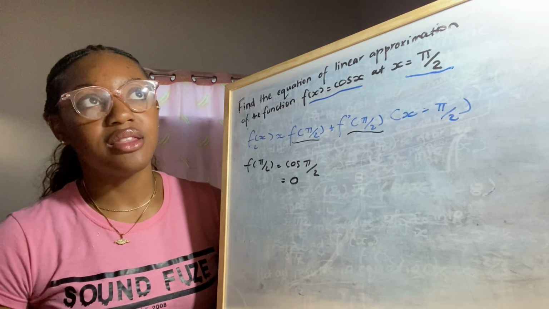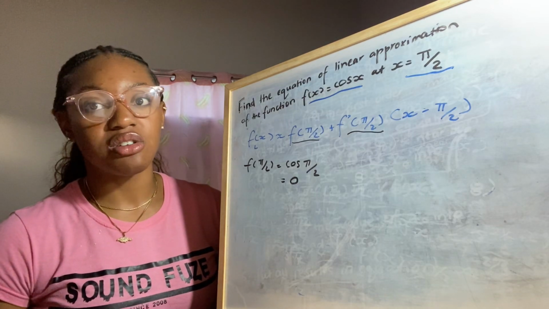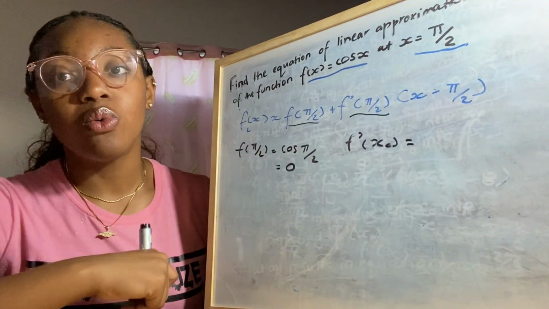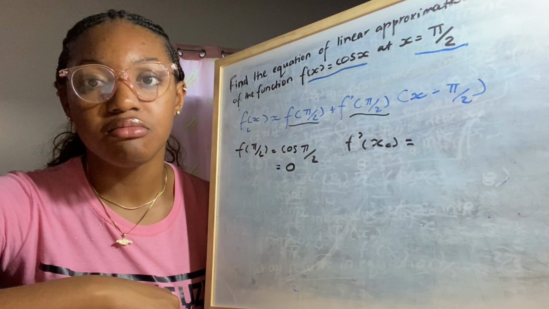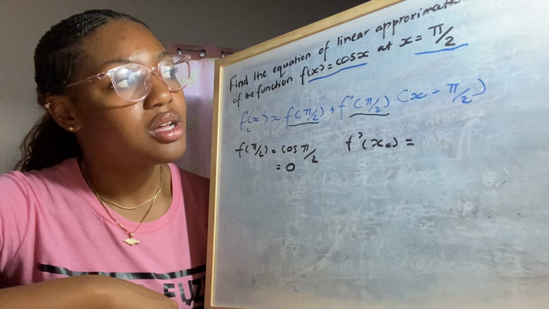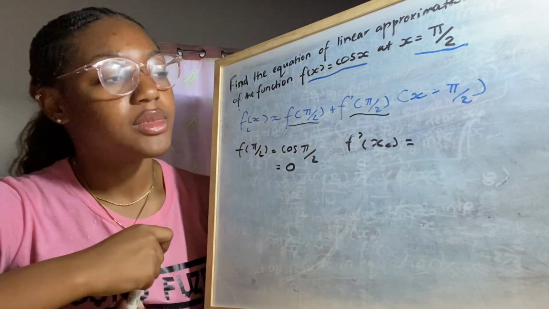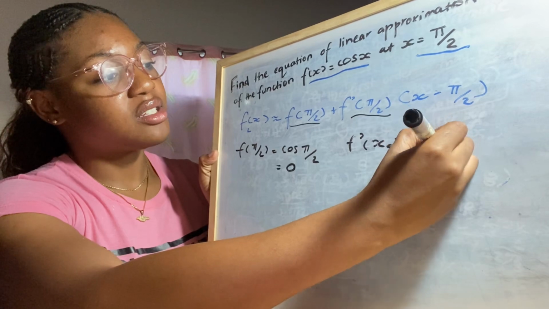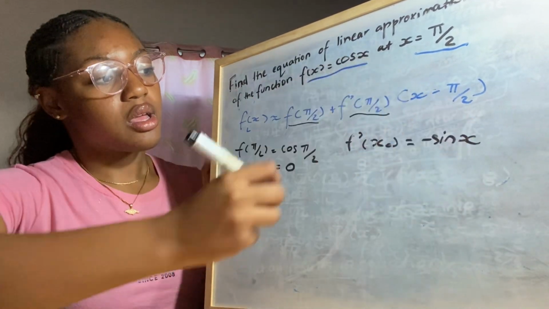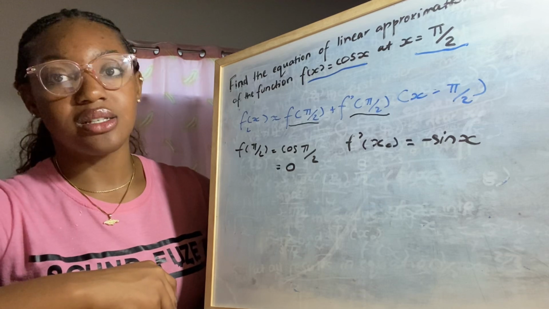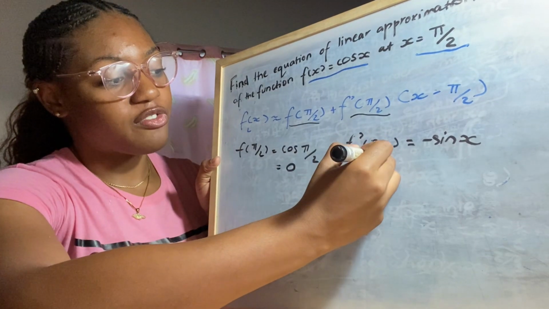Next, we're going to differentiate the given function. So we're finding f prime. We want to know what is cos differentiated. So cos differentiated is simply minus sine. So that's what we're going to have, minus sine, and then just have the x. So since we know that, we're just going to substitute the pi by 2 into that to find what is f prime of pi by 2.